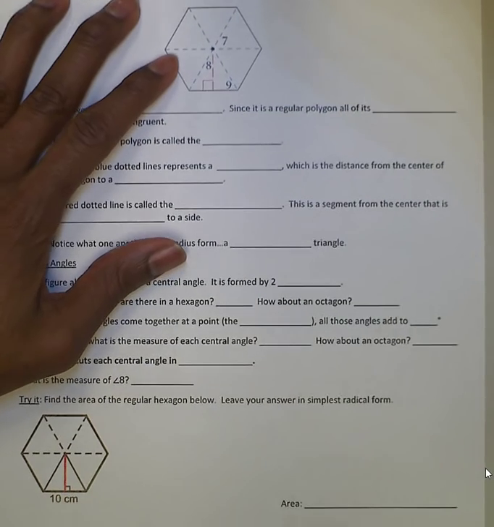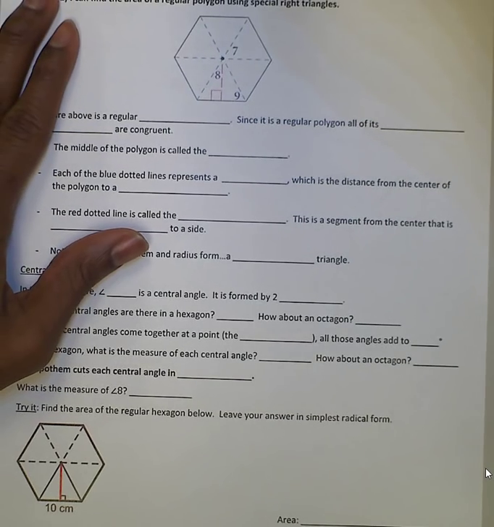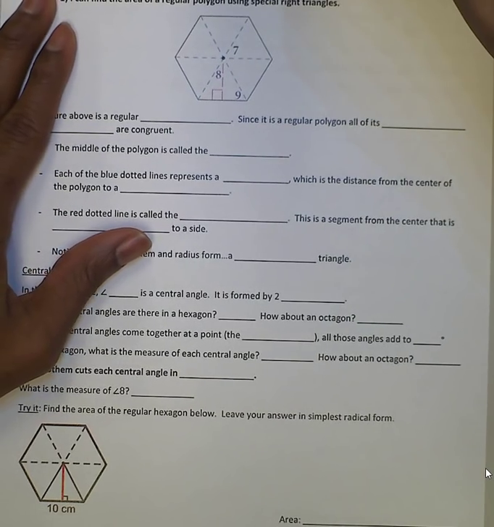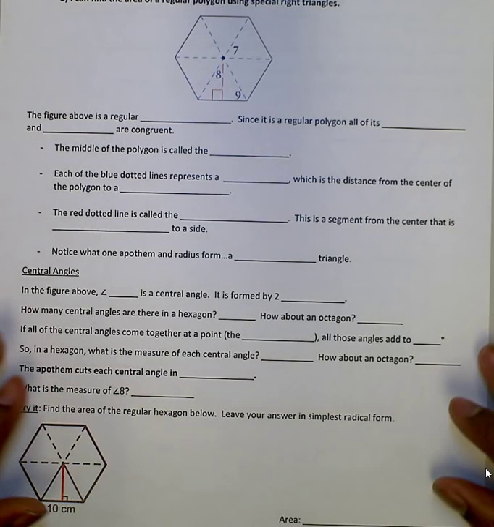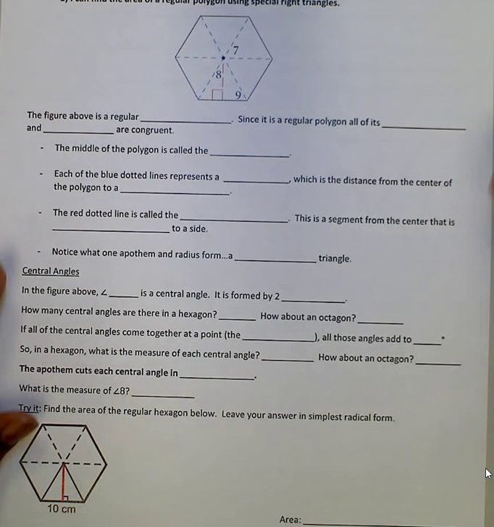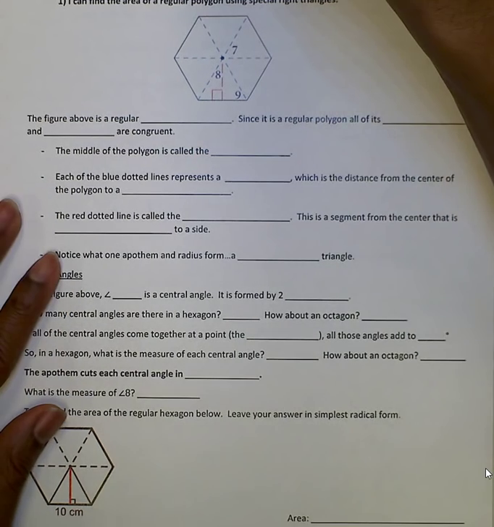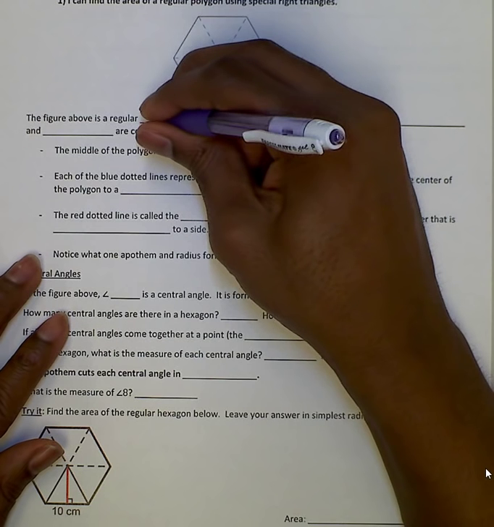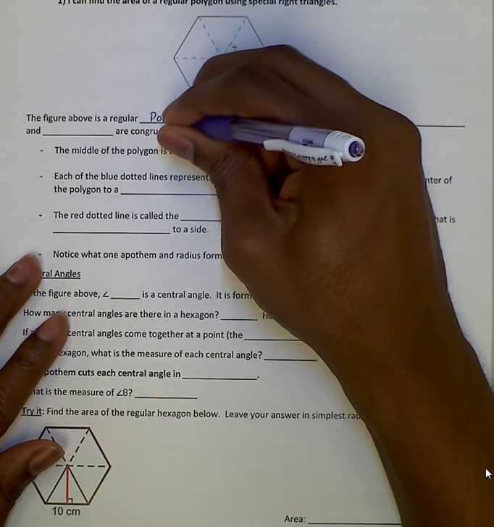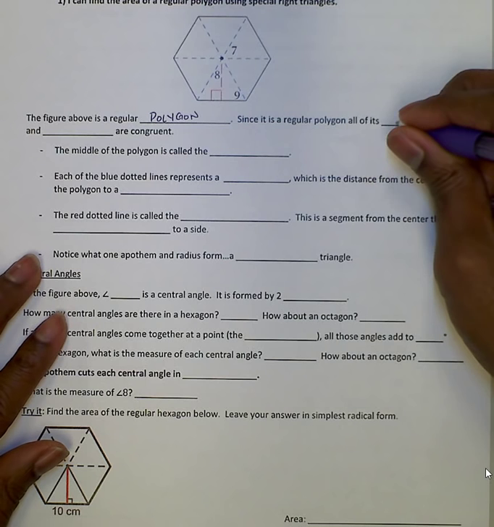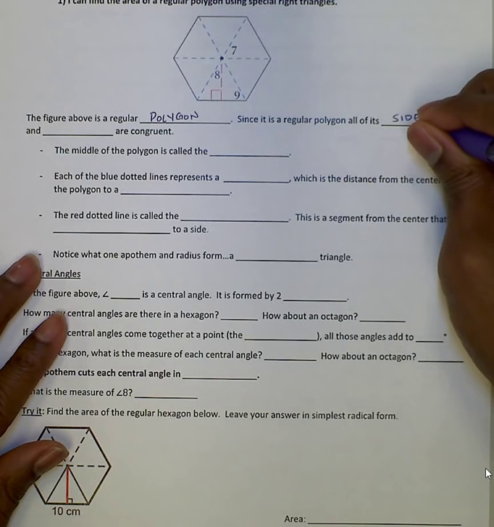Notice the figure above is a regular polygon. Still kind of tilted, hold on a second. And we can tell it's a regular polygon because we know that all of its sides and all of its angles are congruent.